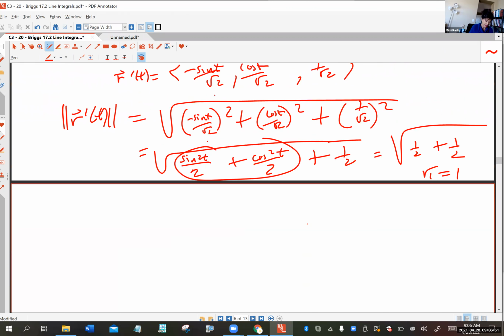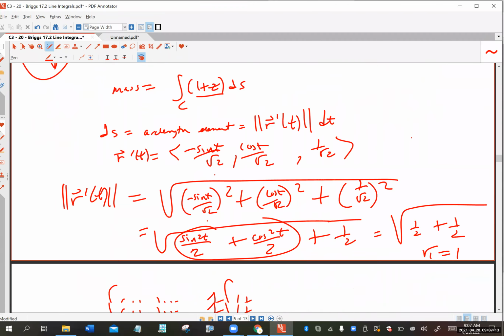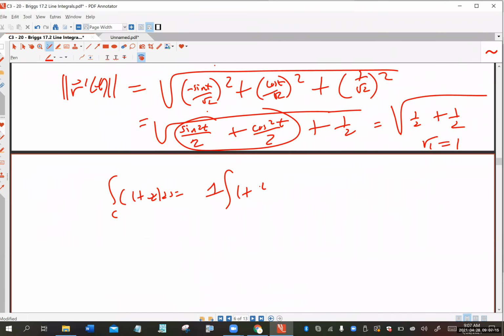So then continuing on, your mass is going to be the integral of 1 plus z. Instead of 1 plus z, you have to replace z with something. What? T over square root of 2. Yeah, it has to be the z component from your vector valued function. And then you have dt, and I believe the limits for time were 0 to 6 pi. That's where the 6 pi comes from.